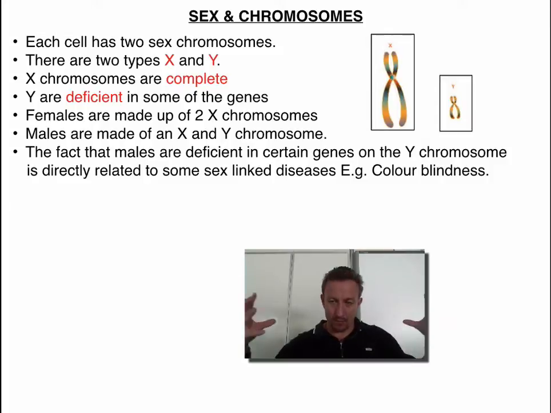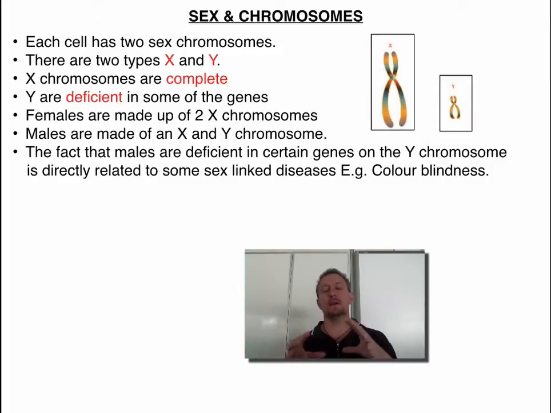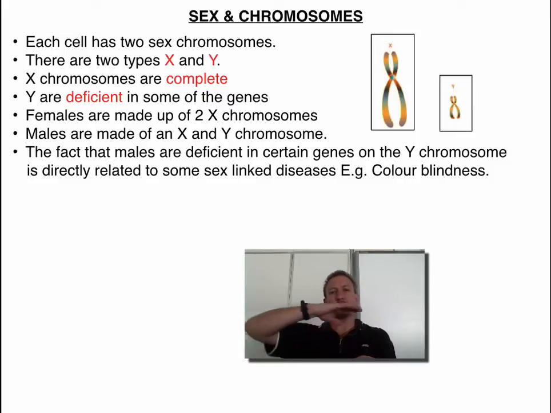Now, by putting these two chromosomes together, we get a variety. The Y chromosome, because it's smaller, is deficient in a specific number of genes. We'll talk about that later on, right at the very end of the genetics unit when we look at sex-linked diseases. But what you need to understand is it's like having a chromosome that's been chopped off but it survives for some reason.